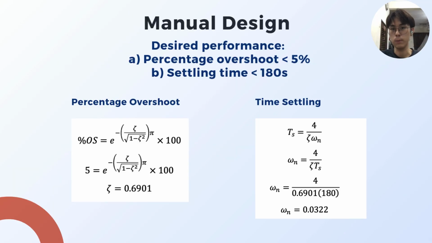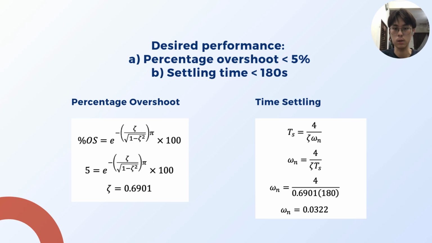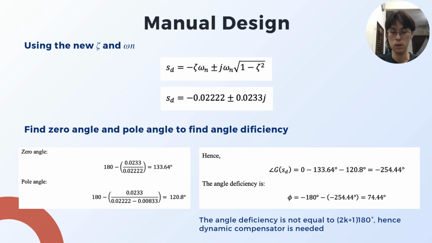We will design a compensator so that the system will reach the desired performance, which is the percentage overshoot is less than 5% and the settling time is less than 180 seconds. So with the percentage overshoot and settling time, we can find the damping ratio and also the natural frequency. With these, we can find the desired location, and then we will find the zero angle and pole angle to find the angle deficiency.